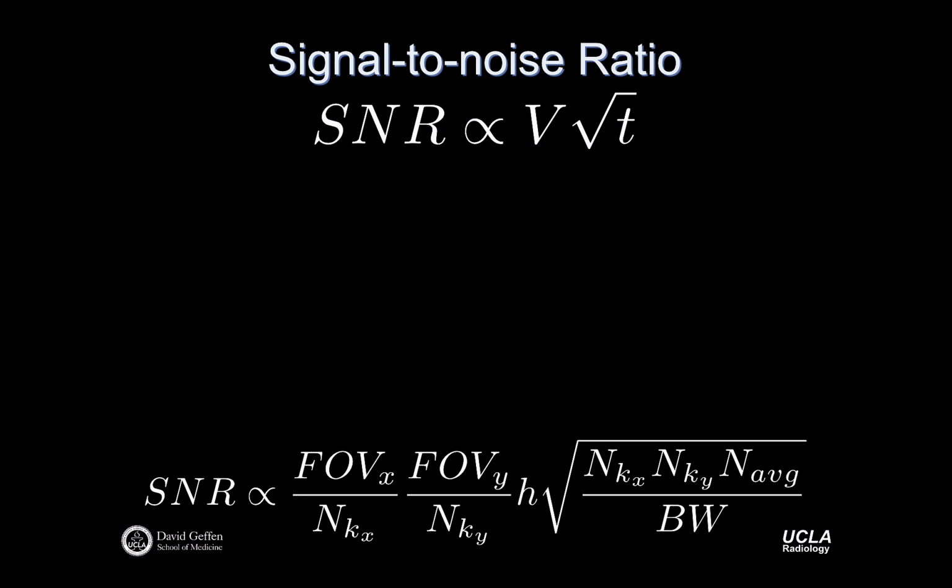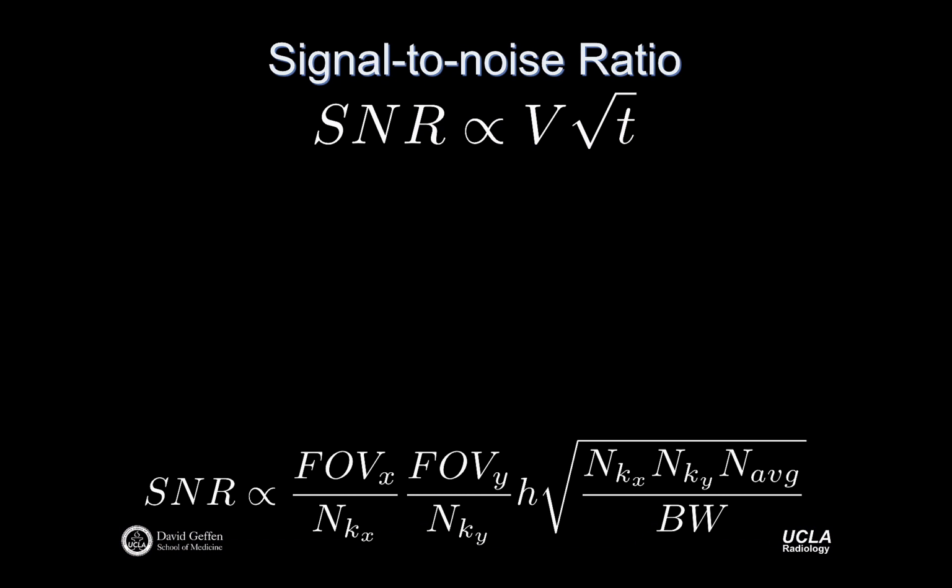Bandwidth, this is what we call the readout bandwidth, or the receiver bandwidth. Again, different from the radio frequency bandwidth, or the transmit bandwidth. The receiver bandwidth on the bottom here is really related to how fast we move across K-space. If we use a large gradient, we can move across K-space quickly.